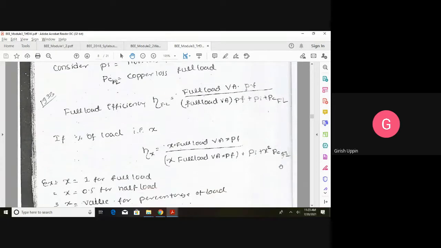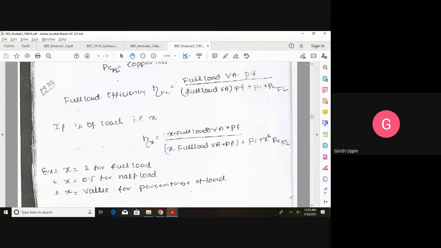Now, I gave the example of 50 kVA. It is 50% of the 100 kVA, so we take the x value as 0.5. x equal to 0.5 means it is a 50% load. Or you can see here, 0.5 into full load VA of 100 kVA, 0.5 into 100, gives 50 kVA automatically. And the copper loss will reduce by the square, x square. 0.5 squared is 0.25, which means copper loss will drastically reduce.